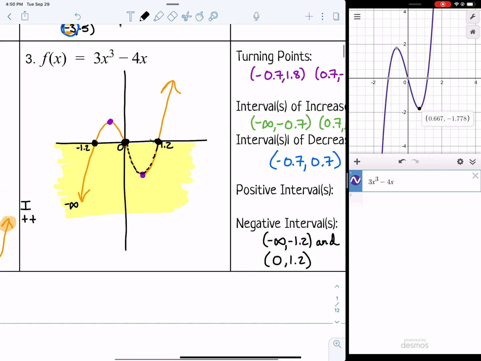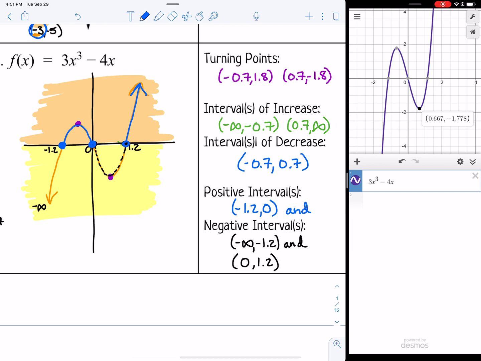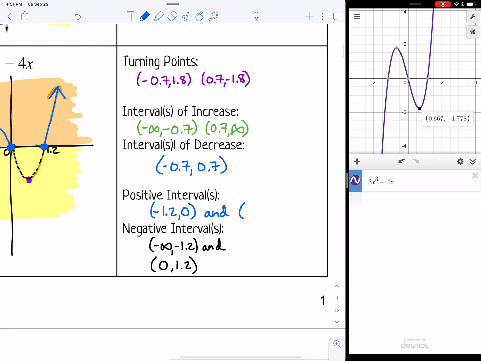For the positive interval, we think of what's above the x-axis, in other words, where y is positive. Which part of our function falls in that interval? That would be this little piece right here from negative 1.2 to 0. So let's put negative 1.2 to 0 for x. And also this other little piece over here, which goes from 1.2 to positive infinity. Okay, so that's it for these first few examples.